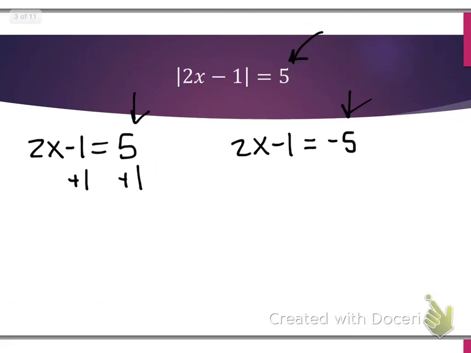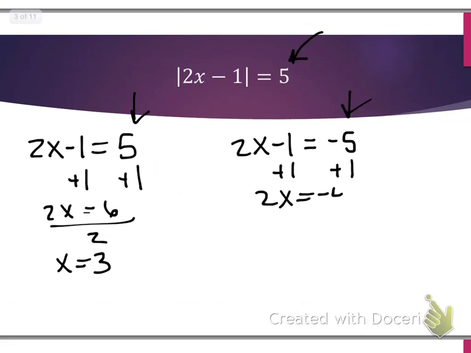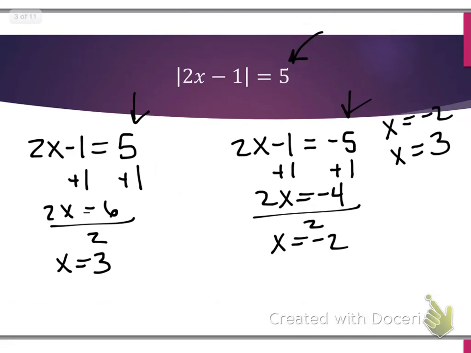I'm going to add 1 to both sides, so I have 2x equals 6, divide by 2, so x equals 3. Let's go ahead and do the other one. Add 1 to both sides, so 2x equals -4, divide by 2, so x equals -2. So I have x equals -2 and x equals 3. Now I need to check my answers to make sure they work.